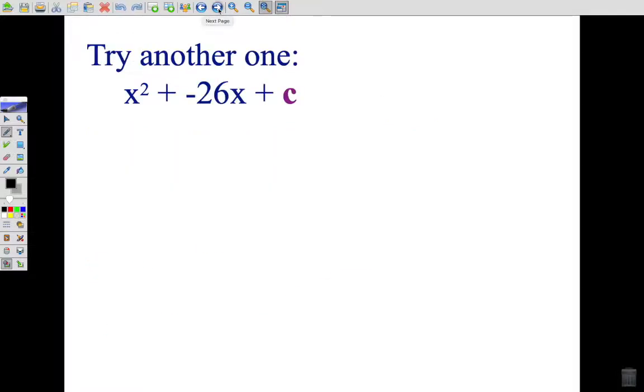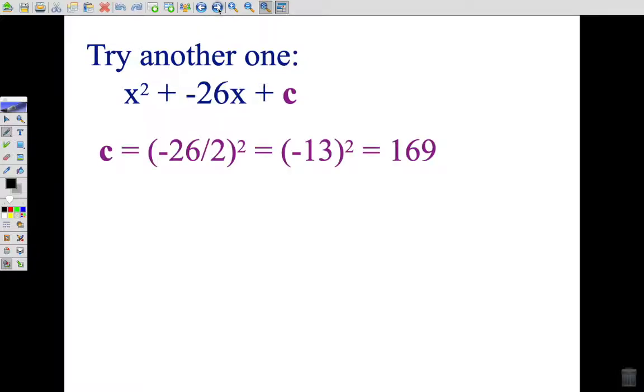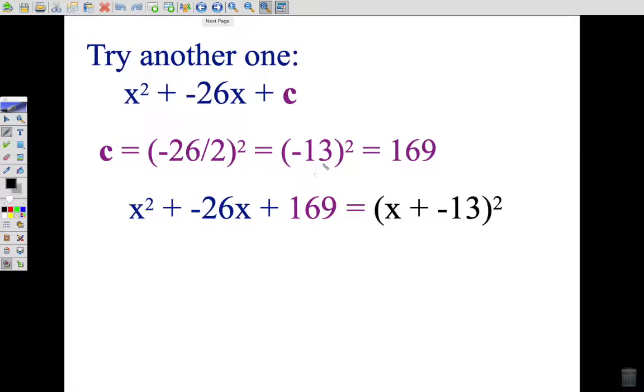Here's another example. What should C be to make a perfect square trinomial? You should be taking negative 26 divided by 2. That gives you negative 13. Carefully square that number. Carefully, if you need to do it on your calculator, better put parentheses around that negative number, because if you take a negative times itself, you'll get a positive. So positive 169 is what C should be. And then if you're next asked to factor it, you should easily be able to say it's going to be x plus, what was B divided by 2? Negative 13, the quantity squared.